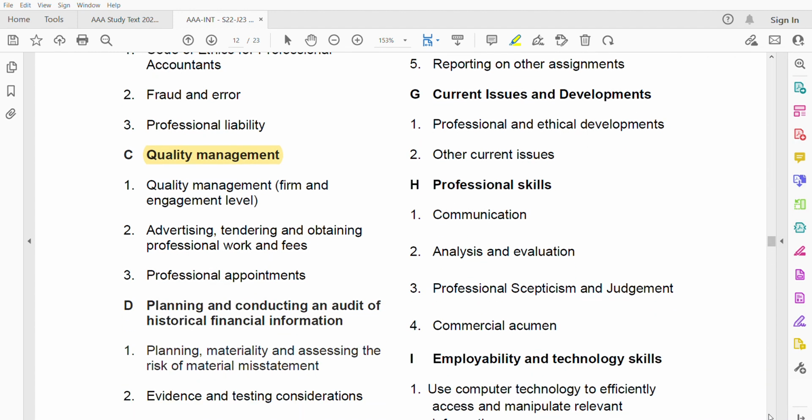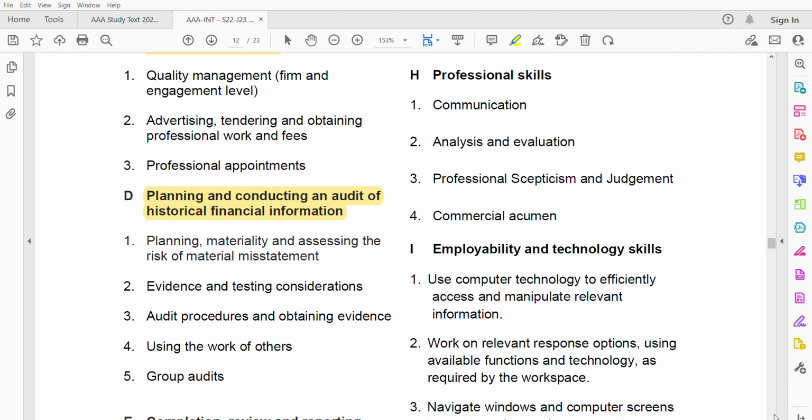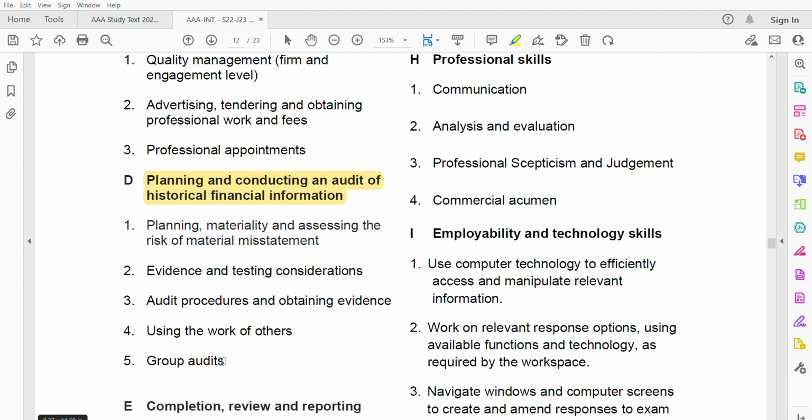Then we are going towards D. Planning and conducting an audit of historical financial information. This will come in section A. Okay, majority of the work is in section D. Majority of the lecture is in section D, where we are planning the materiality, we are assessing the risk of material misstatement, then we are finding evidence, we are testing it, we are going through the audit procedures to obtain evidence and using the work of others. Okay, group audits, all this is in it.